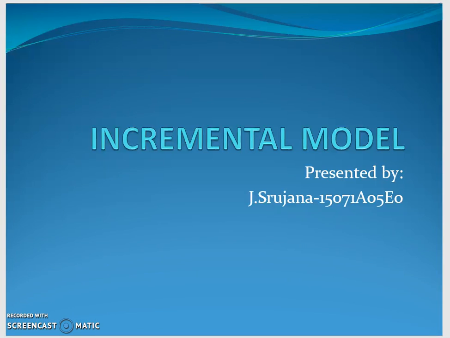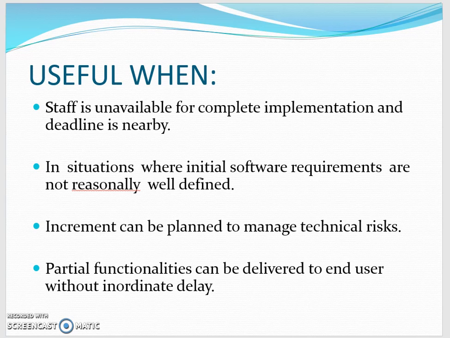Incremental model. Process model describes the sequence of phases for the entire lifetime of the product. Incremental model is one among them. When to use this incremental model? Generally, incremental model is used when staff is unavailable for complete implementation of the product and when the deadline is nearby. It is also used in situations where initial software requirements are not well defined.